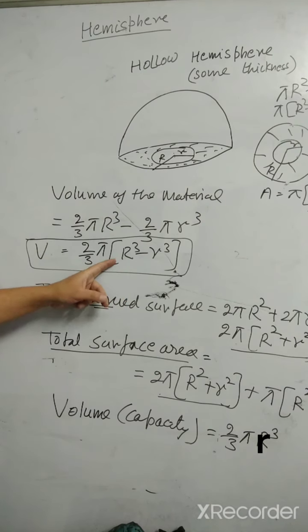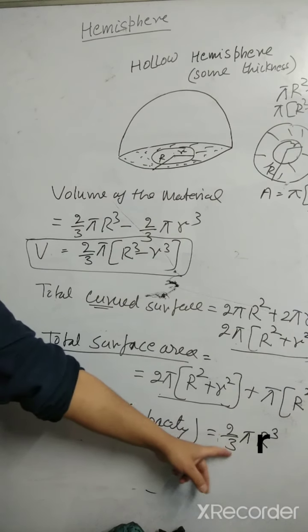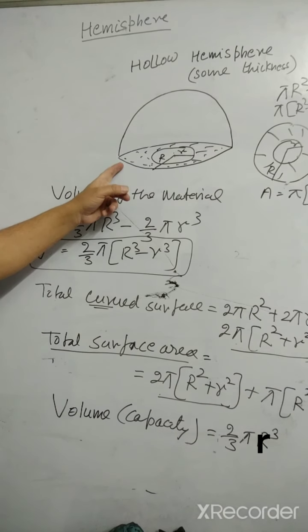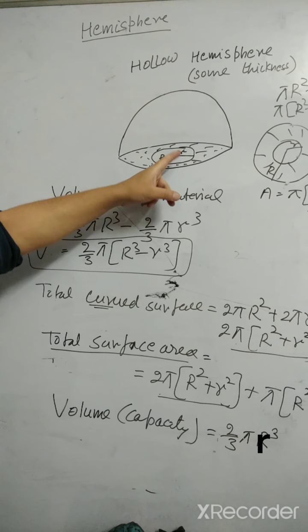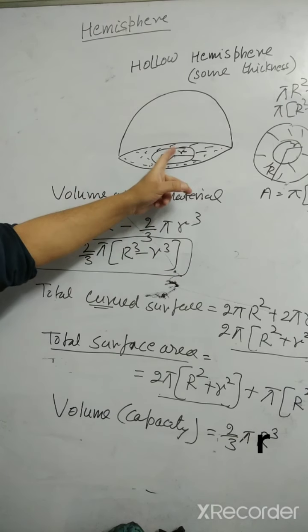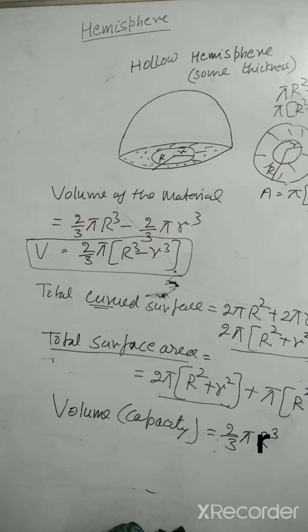Right. So remember, if the capacity is asked, how much fluid it can hold, you will apply 2 upon 3 pi r cube. If it is asked in the question to find the volume of the material of which it is made up, then from the volume of the whole hemisphere you subtract this, because this is hollow, there is no material here. That is how much? 2 upon 3 pi small r cube. Right. So whatever is left gives you the volume of the material of which this hemisphere is made up.